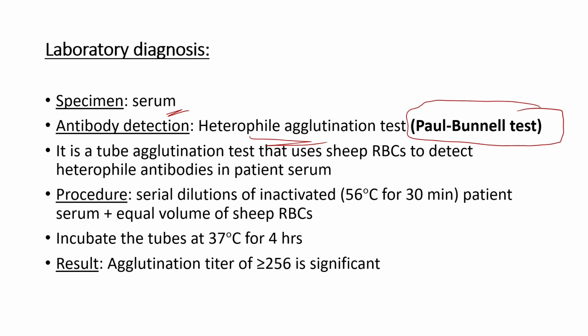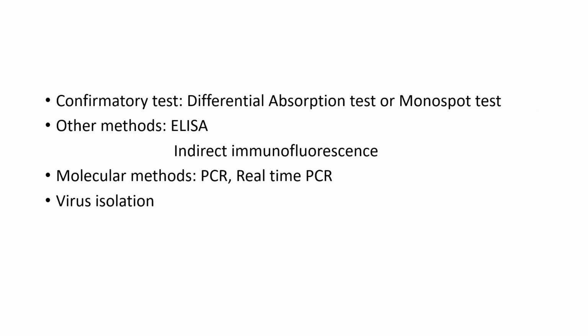Then moving to confirmatory tests. The result of Paul Bunnell test can be mainly confirmed by monospot test or differential absorption test. Then other methods include ELISA and indirect immunofluorescence. Molecular methods to detect DNA will be PCR and real-time PCR. Then virus isolation can also be performed, but in routine diagnosis this is not performed since it is a prolonged, time-consuming procedure and requires experienced personnel. This is not preferred.